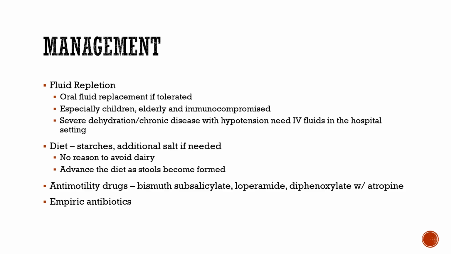Anti-motility drugs are helpful in severe diarrhea, and they work by slowing the intraluminal peristalsis and slowing the passage of fluid through the intestines, and this helps absorption of fluids and decreases the diarrhea. Some of the examples are bismuth subsalicylate, loperamide, and diphenoxylate with atropine. Now these are the generic names. Bismuth subsalicylate is actually Pepto-Bismol. So it's a good thing to know what the brand names are as well. So write those down for yourself.